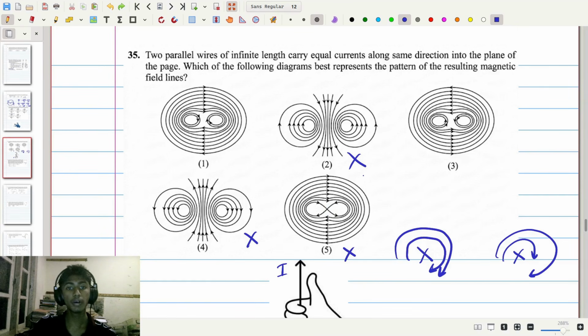Now other than them, we have answer 1 and answer 3. Now looking at these two, we can see if these were the position of the two wires in the first answer, around this wire we have clockwise magnetic field, and around this wire also we have clockwise magnetic field. So this could be the correct answer. Now looking at the other one, we can see around the wires we have anticlockwise here and anticlockwise here, which is wrong. And therefore answer 3 is wrong, and the correct answer is answer number 1. Magnetic field around the wires in the clockwise direction, null point in the middle, and around them also we will end up having a clockwise magnetic field. So with that, we're done with question number 35.